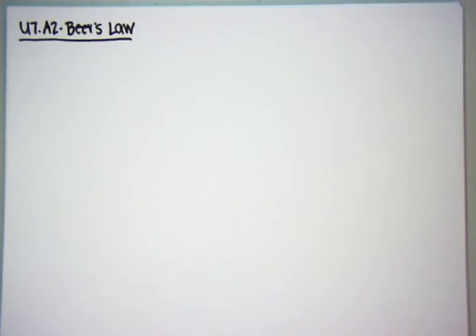In this lesson, we're going to cover Unit 7, Acquisition 2 on Beer's Law. First, we're going to explain what Beer's Law or Beer-Lambert's Law is, and then we'll get into some calculations.